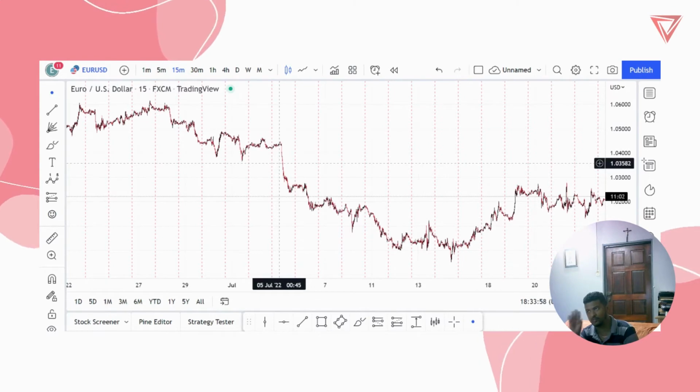Once you have identified where you think the market is going, whether it's going down or going up, you then need to identify if the market is going to possibly reverse at a specific area.